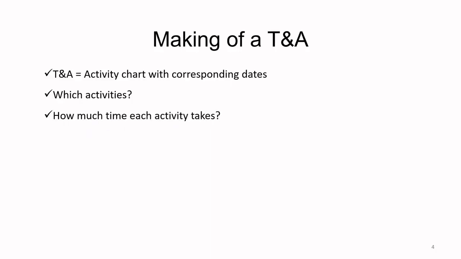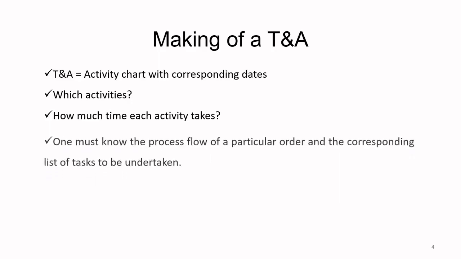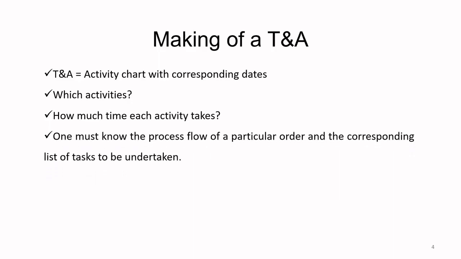So if you want to make the time and action calendar, you should know what are the activities, how much time each activity is going to take. Only then you'll be able to make the calendar. Now, one must know the process flow of a particular order and the corresponding list of tasks to be undertaken.